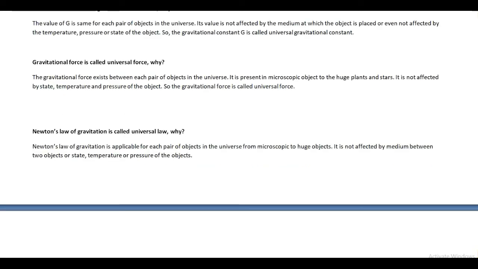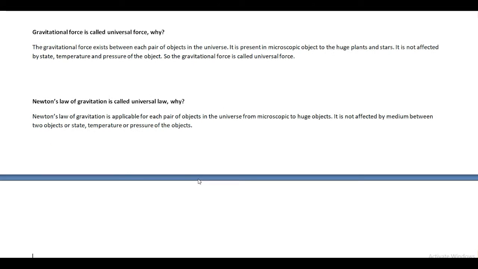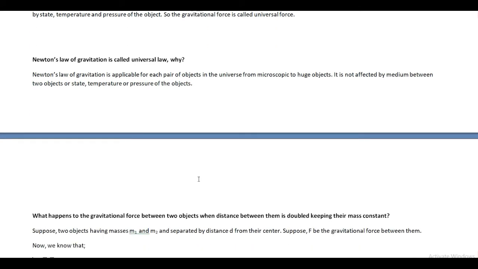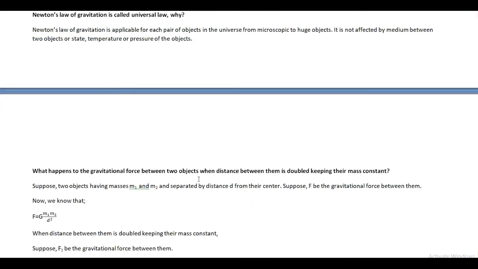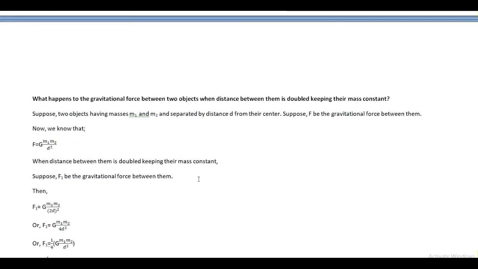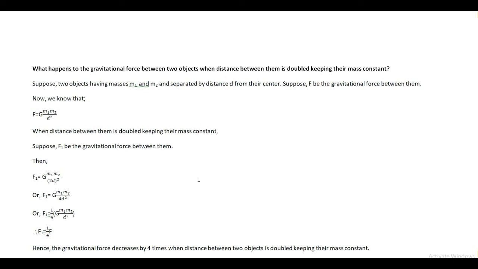So from here I think you have understood that the gravitational constant G is called the universal gravitational constant, and similarly the gravitational force is also called a universal force, and Newton's law of gravitation is also called Newton's universal law of gravitation. Now let's discuss some analytical questions.